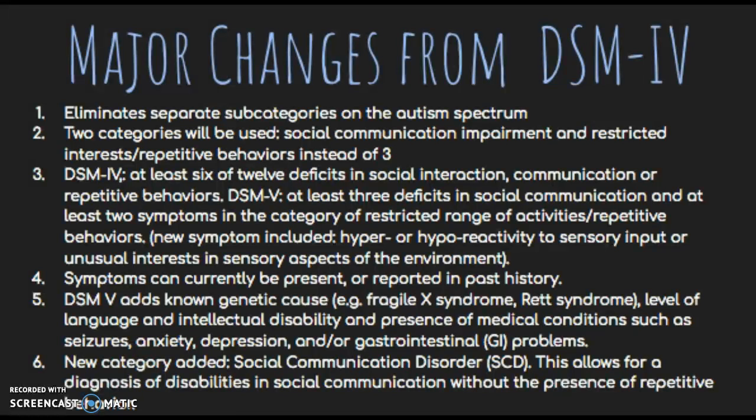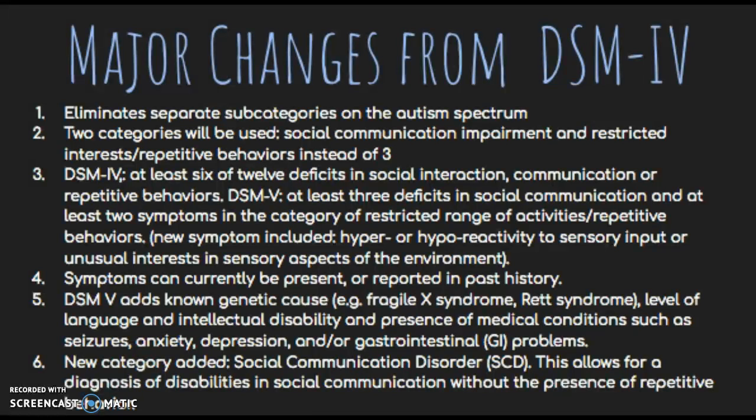In the DSM-5, only 3 deficits in social communication need to be present, and at least 2 symptoms in the category of restricted range of activities, repetitive behaviors. So these are those things that we talked about in the last slides, including hyper and hyporeactivity to sensory input, right? Symptoms can currently be present at the time of diagnosis, or they may have been reported in past history. This is something new in the DSM-5.